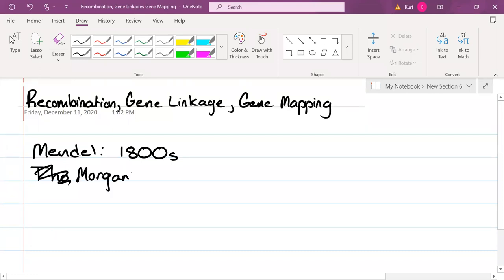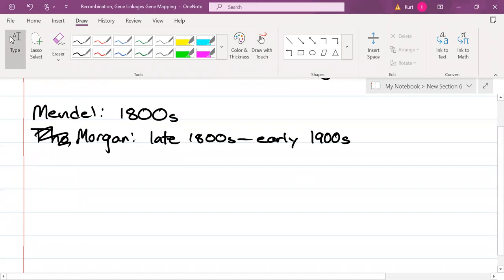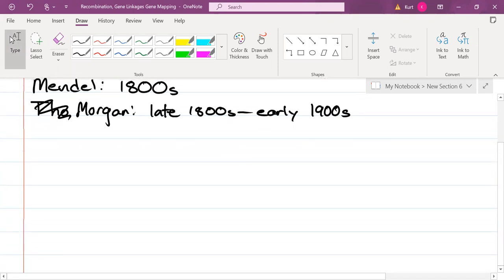Thomas Hunt Morgan lived from the late 1800s to the early 1900s. And so he based a lot of his work on Gregor Mendel's literature and his research. Do you remember what organism Thomas Hunt Morgan used during his genetics experiments? Fruit flies, Drosophila melanogaster.